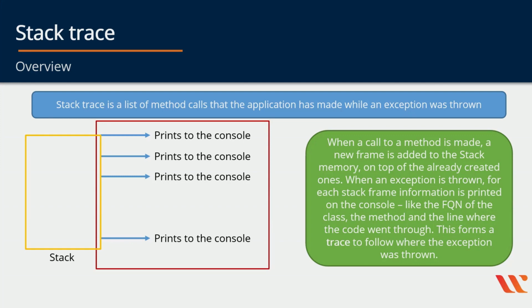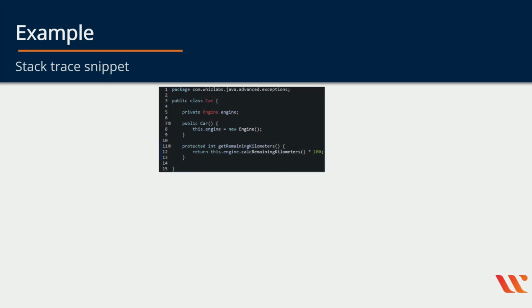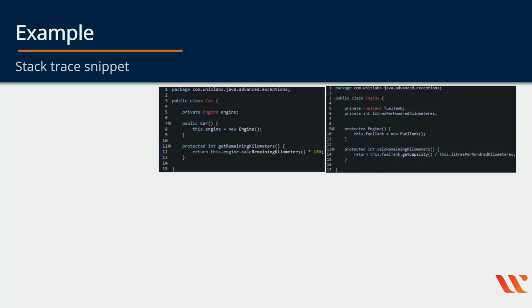Those print statements from each stack frame are called a stack trace. Let's examine an example to better visualize what I'm talking about. We will create a hierarchy of classes to simulate some real program workflow, so we can better see what the actual stack trace is. We have a class Car, which holds a reference to an object of type Engine. The Engine class in its turn holds a reference of type FuelTank and has a field, litersPer100Kilometers, which is an int.